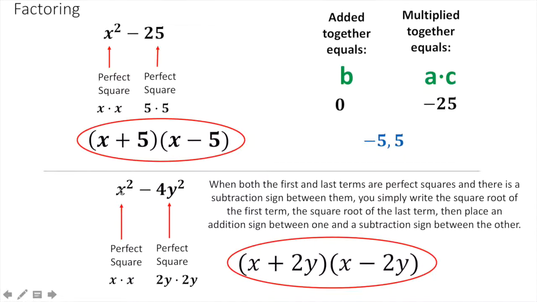the square root of the first term. What times what gives me this? So this is just x. Square root of the first term. Square root of the last term, and this is 4y squared, that's just going to be a 2y in both. Then place an addition sign between one of them, and it doesn't really matter which one, the order doesn't matter, and a subtraction sign between the other one. So this is it. You look at your square root of this one, which is just x, write that down. Square root of the second one here, which is 2y, place an addition sign between one and a subtraction sign between the other, and you're done.